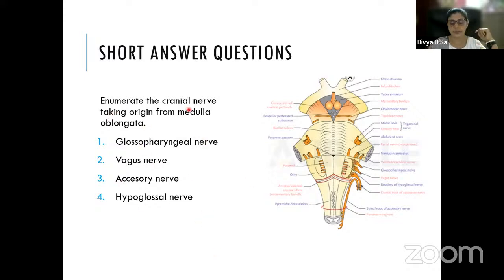So the question is enumerate. You don't have to explain anything. You just have to mention. At the max, you can mention the site, that is glossopharyngeal, vagus, and you just list it out, and after that you can write that the glossopharyngeal, vagus, and the cranial part of accessory emerge between the olive and the inferior cerebellar peduncle, whereas the hypoglossal nerve emerges between the pyramid and the olive.